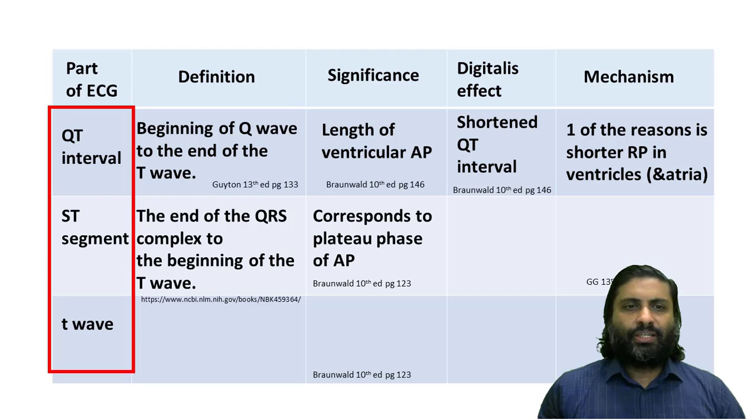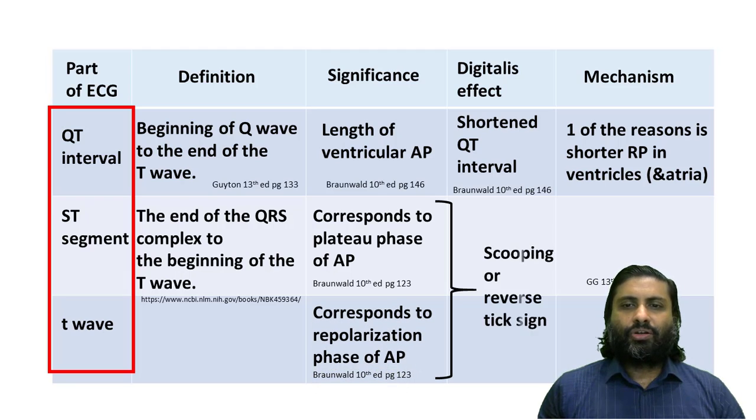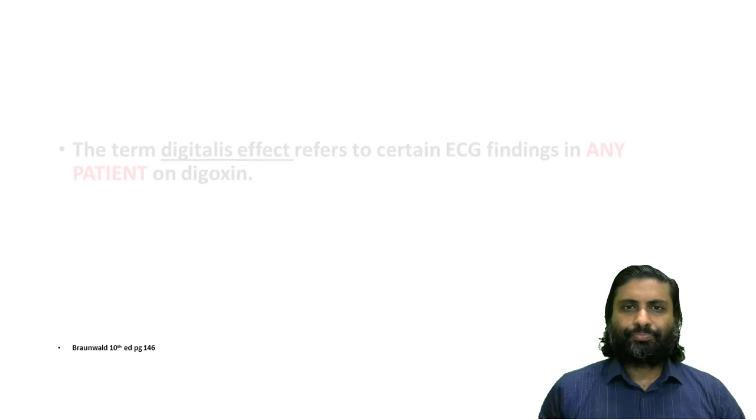Now the changes in the ST segment and the T wave are together called the reverse tick sign or scooping sign. So these effects which occur at normal therapeutic doses of digoxin are together called the digitalis effect. So the digitalis effect can be seen at normal therapeutic doses of digoxin. Toxic doses of digoxin are not required to produce the digitalis effect.